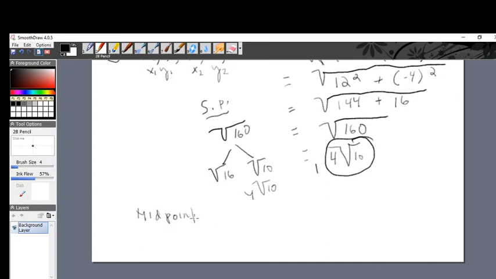Midpoint formula is as follows. They call it M, midpoint formula. Let's call it M, big M. And it's equal to x1 plus x2 divided by 2, comma, this y1 plus y2 divided by 2.